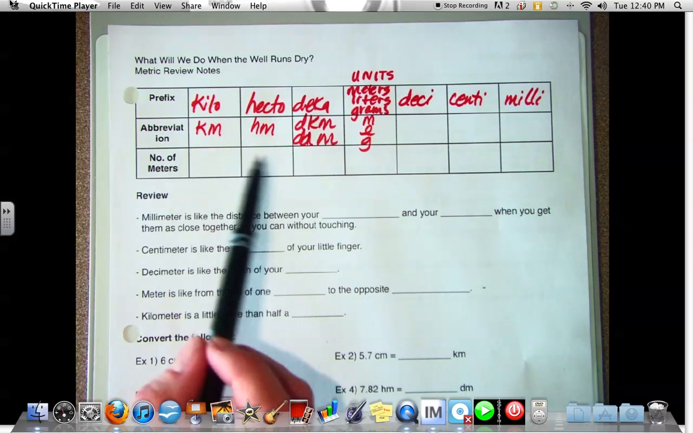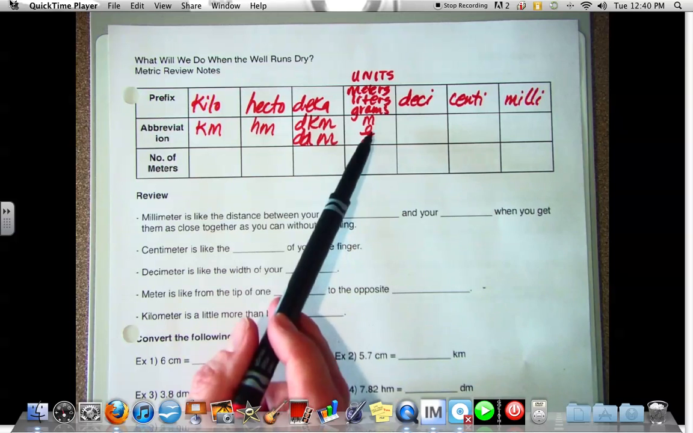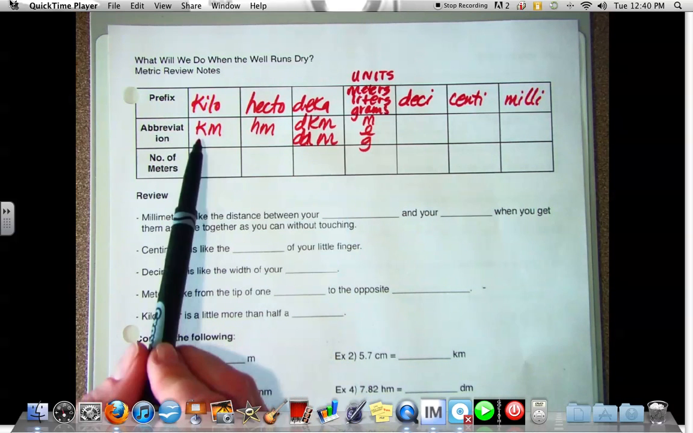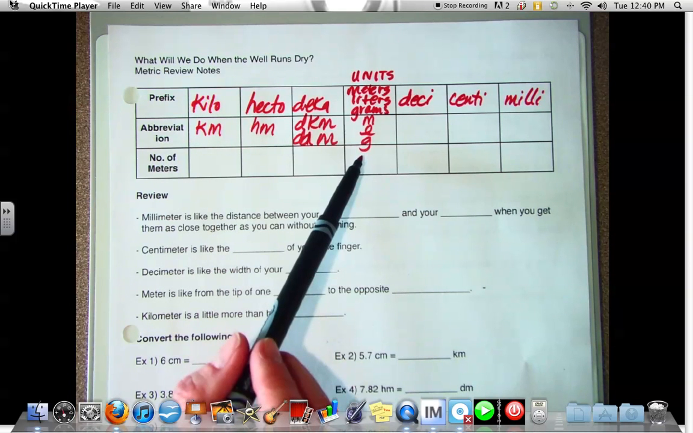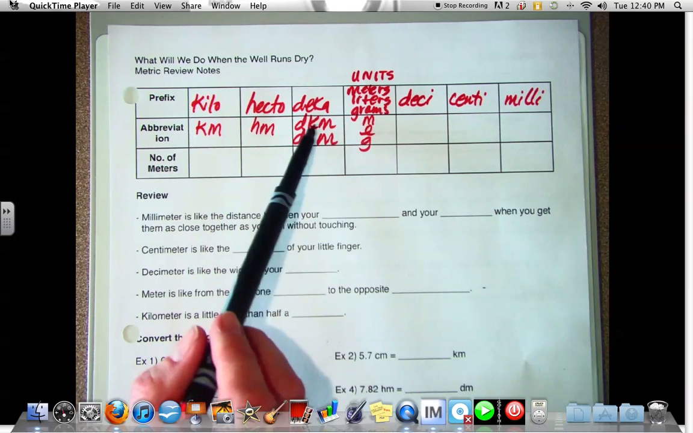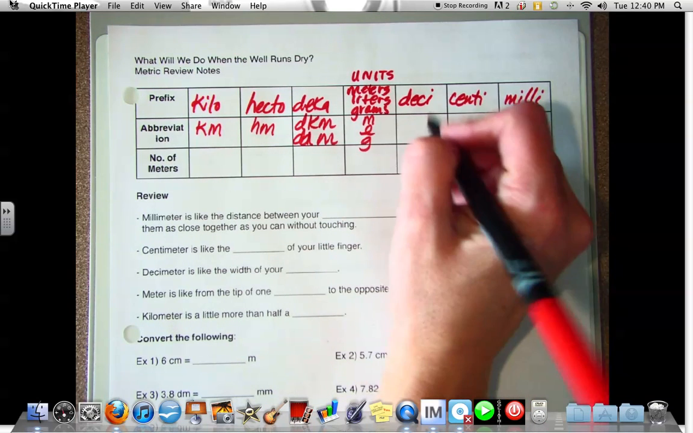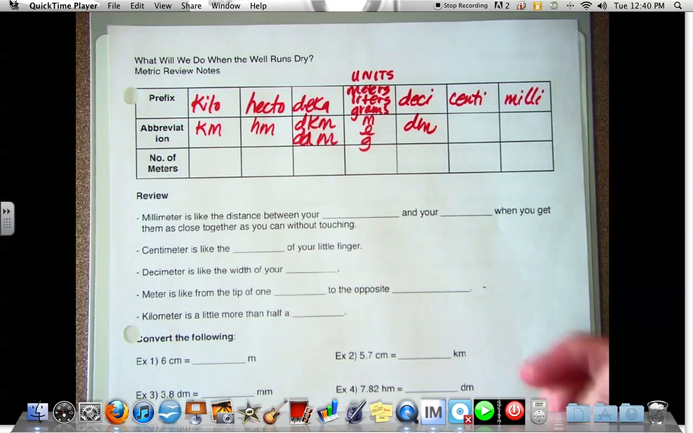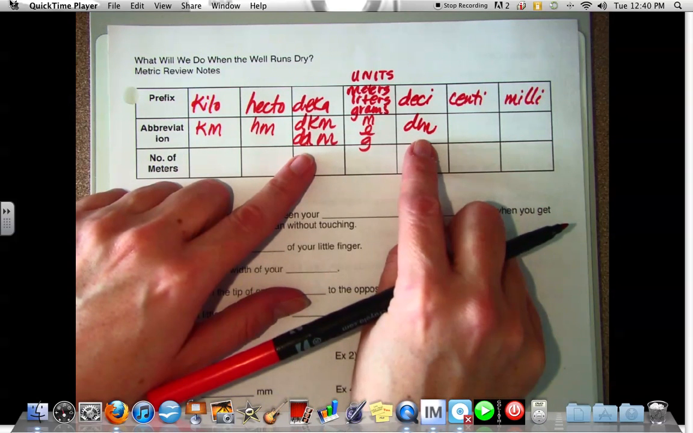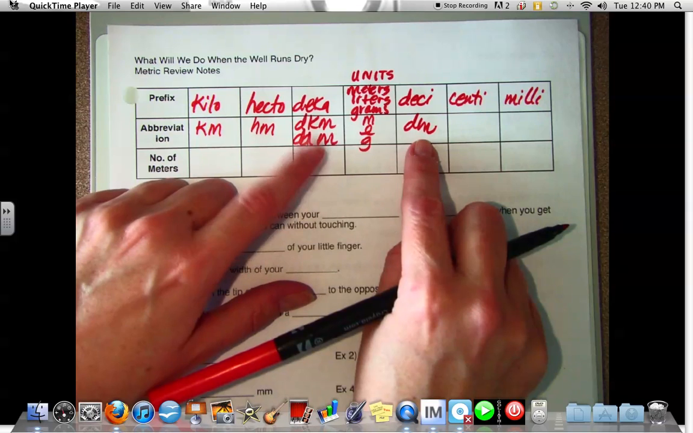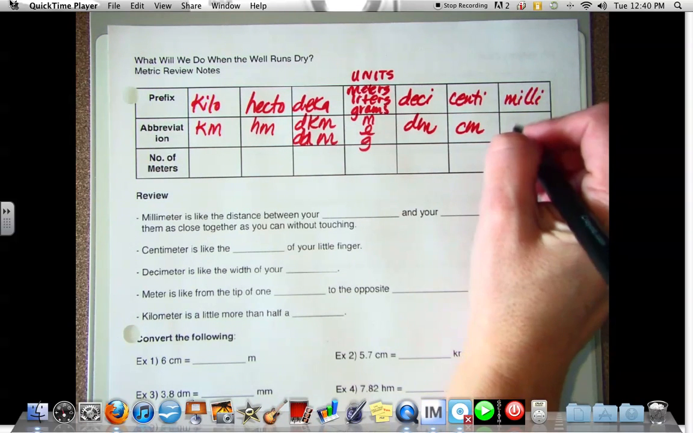So when you're looking at abbreviations, any one of these can have the M swapped out for either an L or a G. So you could have kilograms, which would be kg. You could have decagrams, which would be dkg. Just keep that in the back of your mind. You're not always going to see M in the abbreviation. So deci is dm. When you see dkm or dam, it's deca. Centi, cm, and milli, mm.